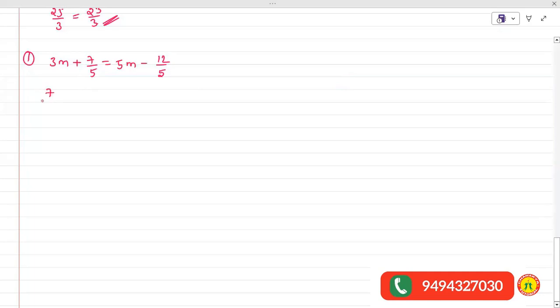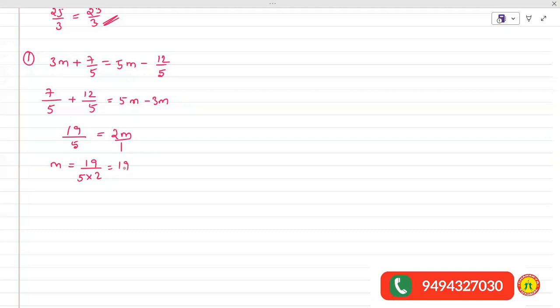Yeah, you see here 7 by 5 plus 12 by 5. Is it right or not? Yes, sir. Sir, I'm getting 19 by 10. Yeah, very good. 19 by 5 equals 2m. Here 2 is multiplied with m. If we send it from here to here, it becomes division. 19 upon 5 into 2, so 19 by 10. Yes, it is correct. Why minus? Why, sir, minus? It is plus, sir.